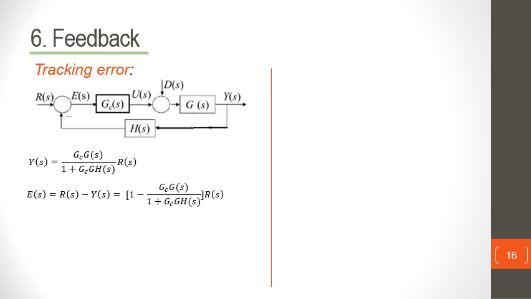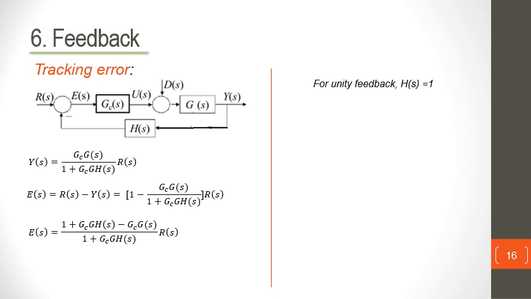And using that, we know that the tracking error is the difference between the input r and the output y. When we substitute for y into that equation, we see that it gives us the expression of the tracking error as this similarly complex expression. If we simplify things for unity feedback, when h of s is 1, we see that the tracking error is simply 1 over 1 plus g, the forward loop path, times the input.